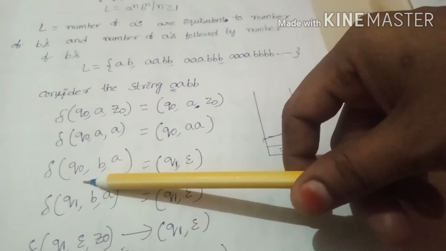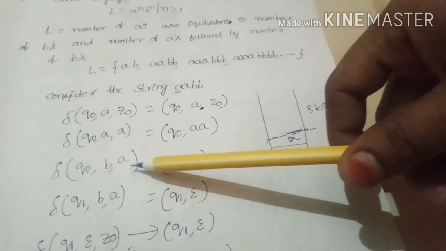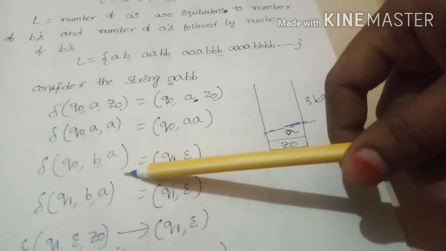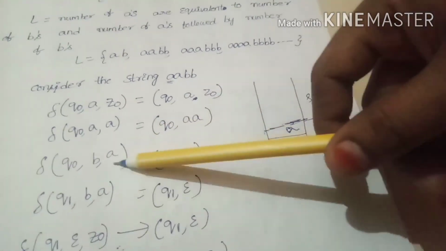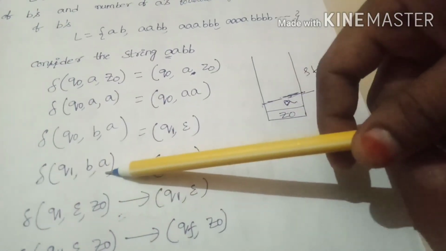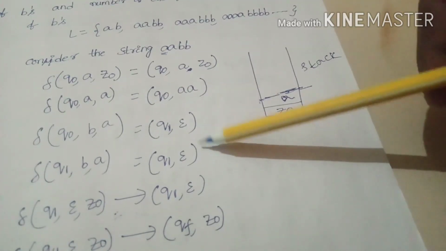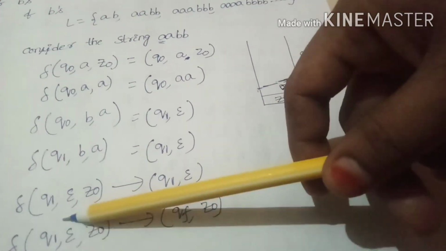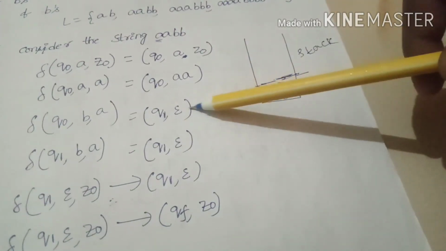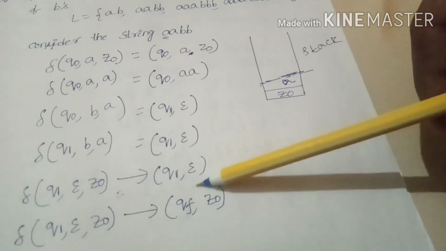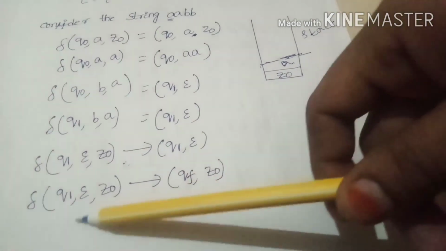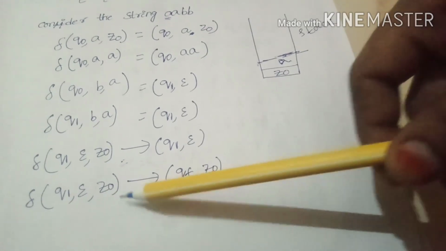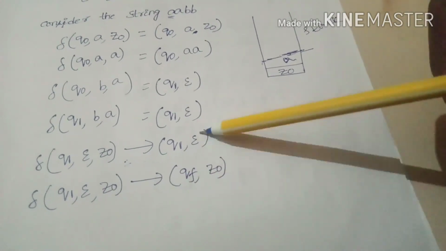Next we take Q0 comma B comma A, meaning we take another symbol of the string, B comma A. Here Q1 comma epsilon. Then we go to the next state, Q1 comma B comma A. Here Q1 comma epsilon, comma Z0 tends to Q1 comma epsilon, which means this is the empty stack. Next, Q1 comma epsilon comma Z0 means we fulfill these two conditions.